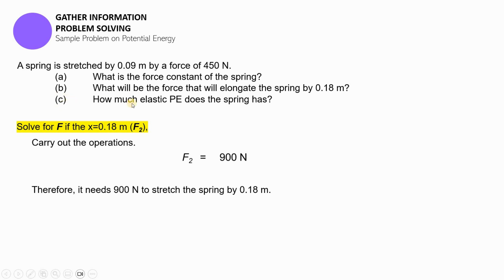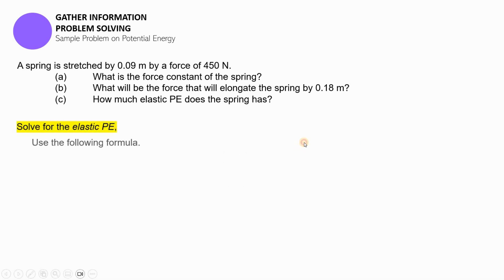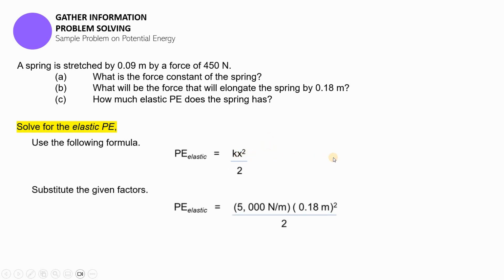Let's now look at the last requirement and compute for the elastic potential energy that the spring has. To do this, we'll be using the following formula. PEE is equal to kx squared over 2. And then you're gonna be substituting the given factors. Now, you notice that we are no longer using 0.09 dahil we changed already the conditions in letter B. Okay, we already changed the conditions. All right, so now that you have these substituted, please carry out the operations.